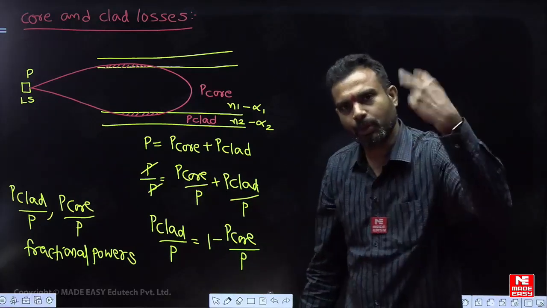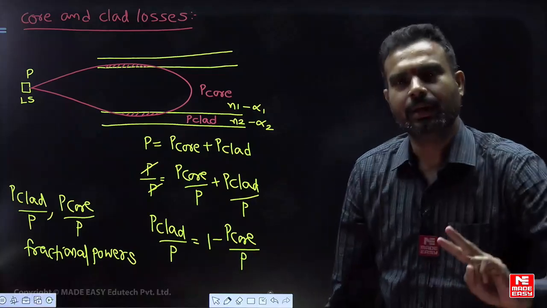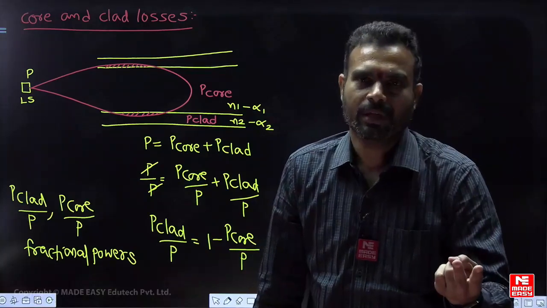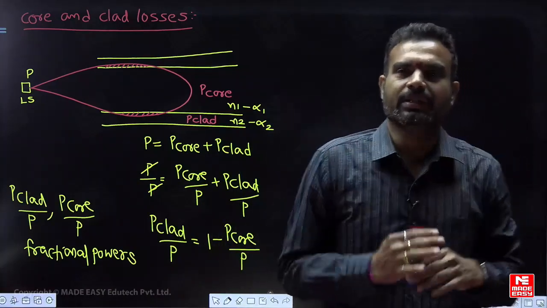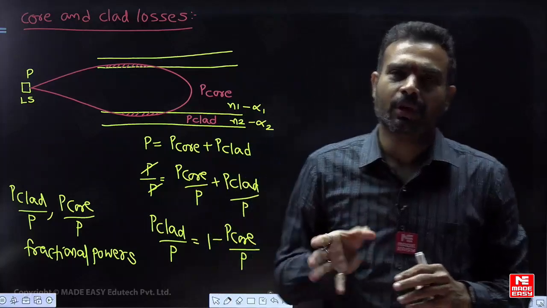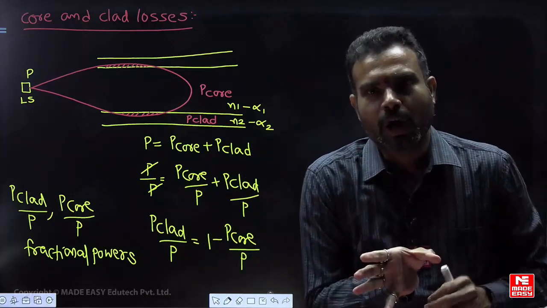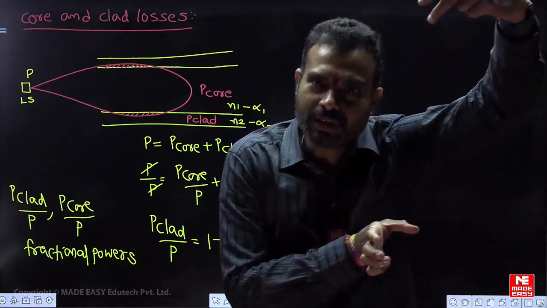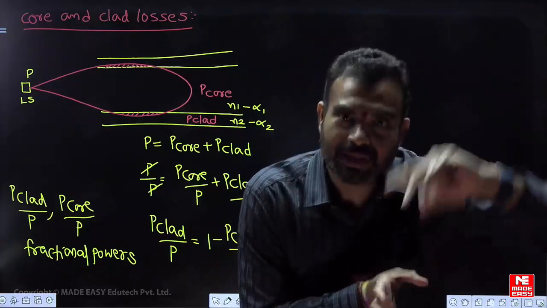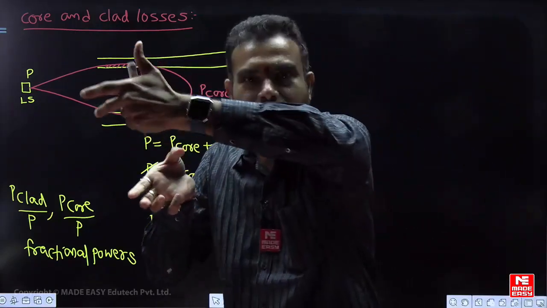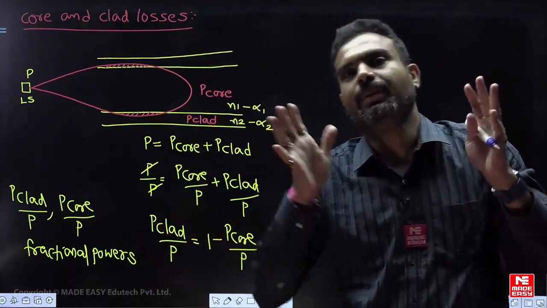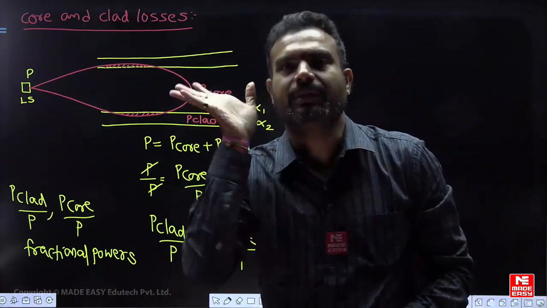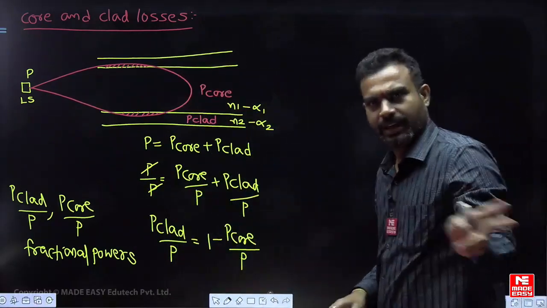P core by P and P clad by P are called fractional power. So how do we write a fraction? See, 1 by 4. What's the meaning of this? Total parts are 4, out of that we are having 1 by 4. See, total power is P. Out of that, power in the clad is P clad by P, and power in the core is P core by P. That's why they are called fractional powers. Clear? That's the second point.